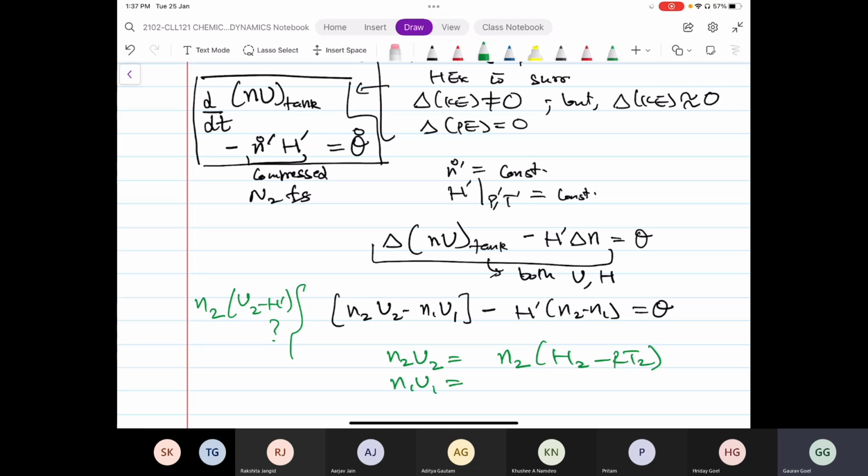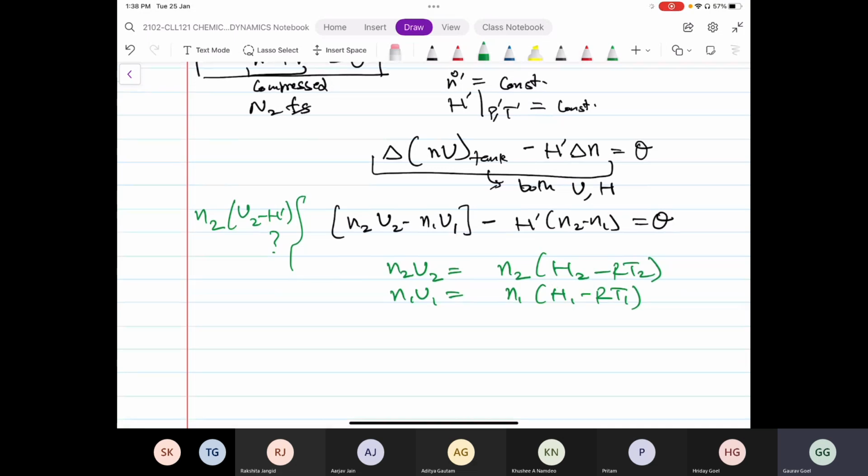Similarly, N1 U1 you can write down as, and now you can see you will get one term as H2 minus H prime. So if you put this in here, one of the terms would be H2 minus H prime, which you can write in terms of Cp delta T. Cp is given to be constant. Similarly, the other term will be H1 minus H prime. Again, you can write that in terms of Cp delta T because Cp is constant. Okay, so once you put all of this, you would see that Q is the only unknown.